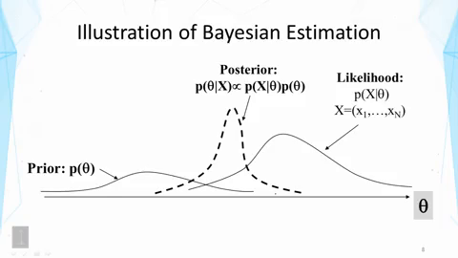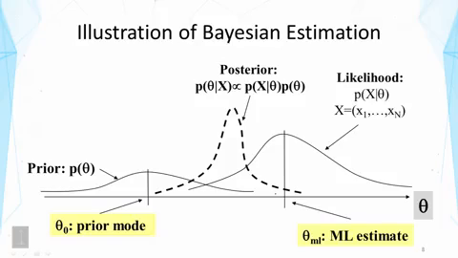So we can now look at some interesting point estimates of theta. This point represents the mode of the prior, the most likely parameter value according to our prior before we observe any data. This point is the maximum likelihood estimate. It represents the theta that gives the data the maximum probability. Now this point is interesting. It's the posterior mode, the most likely value of theta given by the posterior distribution, and it represents a good compromise of the prior mode and the maximum likelihood estimate.